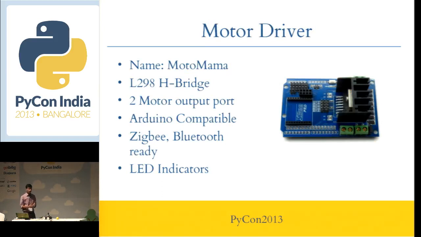It will adjust the voltage across the motor using an H-bridge. Here I'm using a motor control board called Moto Mama. It is available in some online stores. The advantage is it is Arduino compatible. We can directly plug this motor driver into Arduino, and it's using the L298 H-bridge, a very popular IC, and it has 2 motor outputs. We can connect 2 motors at a time. Then we can connect Zigbee, Bluetooth, LED, and it has LED indicators.